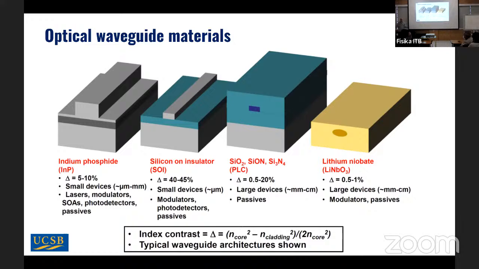Alles goed? Okay, great. So indium phosphide, the index contrast is okay, 5 to 10%. It's very, very good to make active components. The passive, not so good, right? The type of losses that you get for indium phosphide waveguides are around 3 to 4 dB per centimeter. So if you see it, you say there's already a laser, modulators, SOAs, photodetectors, but the passive routing is bad, right? That's why people don't do everything in III-V.